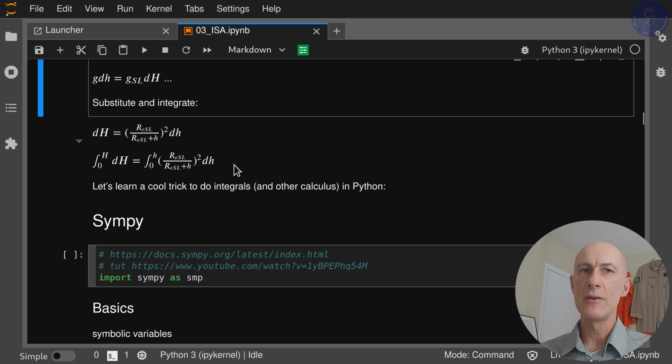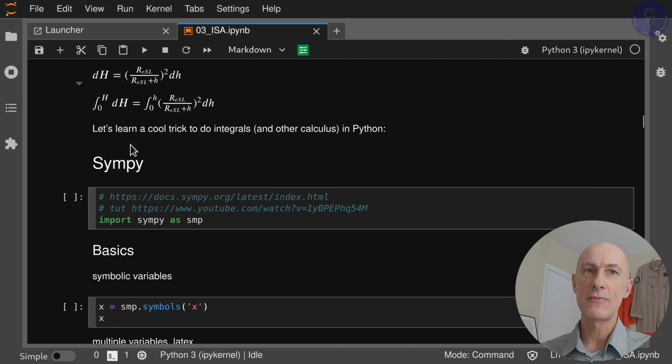But instead of doing this by hand, let's learn a cool trick here to do integrals and other calculus things in Python. Let's learn SymPy. Let's take this opportunity to learn SymPy.